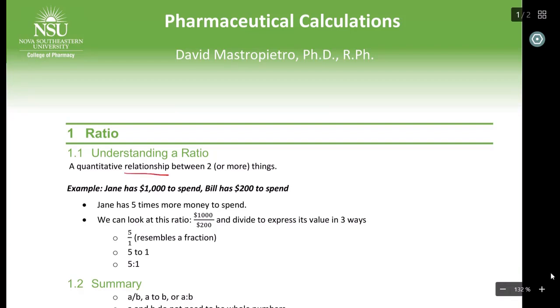So for example, if I was to tell you that we have one person, Jane, who has $1,000 to spend on a shopping spree, and we have her friend Bill that has $200 to spend. What type of relationship can we make between those two values, the 1,000 and the 200? We can do one which is saying that Jane has 5 times more money to spend than Bill, right? Because 5 times 200 will be 1,000.